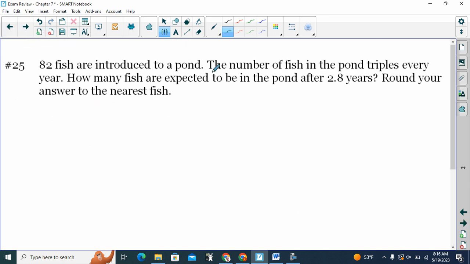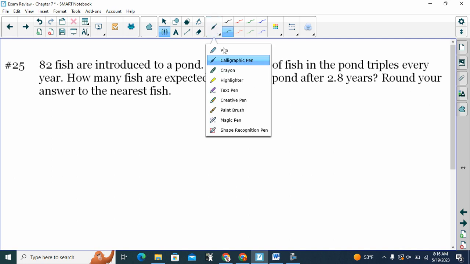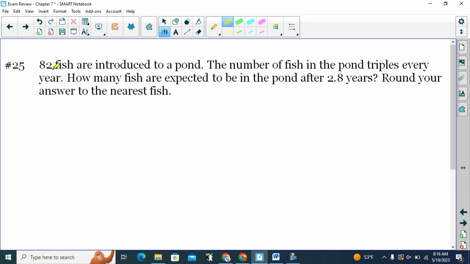And the last problem here is a story problem. In your notes, you don't need to write down every word, but the minimum we should write down: we start with 82 fish. 82 fish are introduced to a pond. The number of fish triples every year. And we want to know how many fish we have after 2.8 years. 82 fish are put into a pond. That number triples every year. We need to know how many we have after 2.8 years.